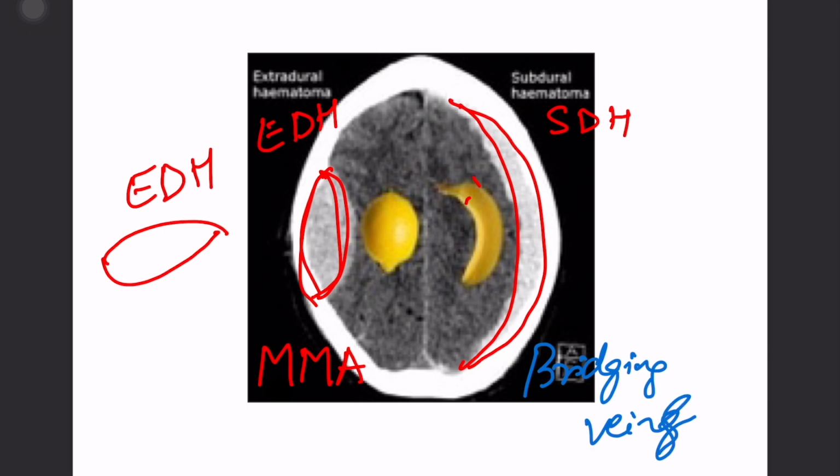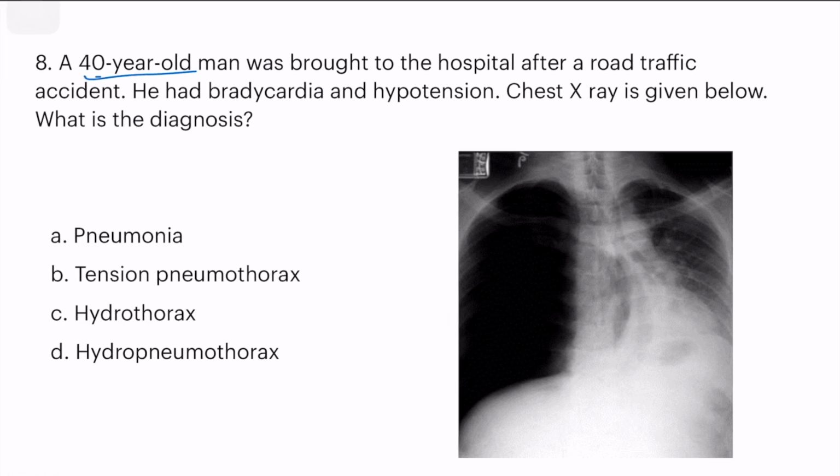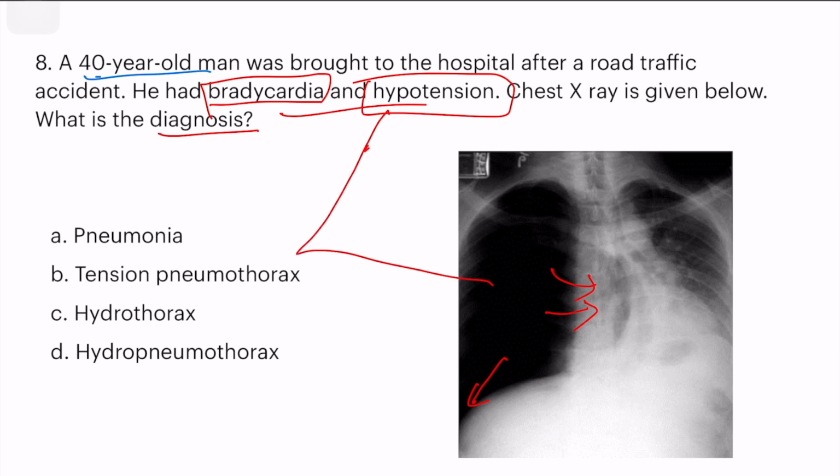So the next question. A 40-year-old man was brought to the hospital after a road traffic accident, and he has bradycardia and hypotension. Chest x-ray is shown. They've asked about the diagnosis. So in the chest x-ray, we can see that there is a mediastinal shift, and deep sulcus sign is seen, along with an unstable patient. With all these three, we can come to a diagnosis of tension pneumothorax.